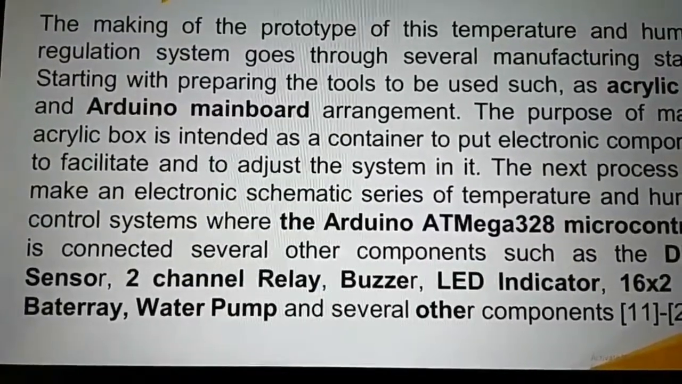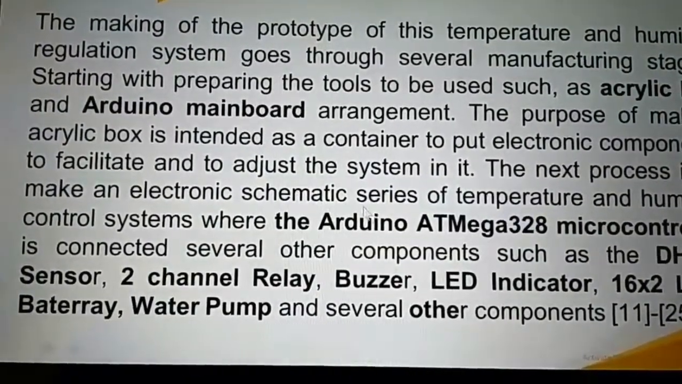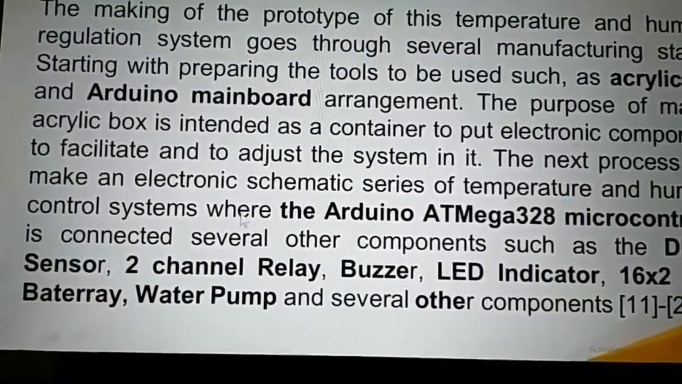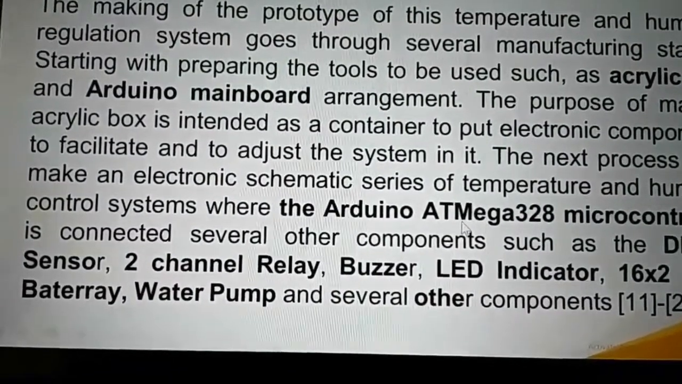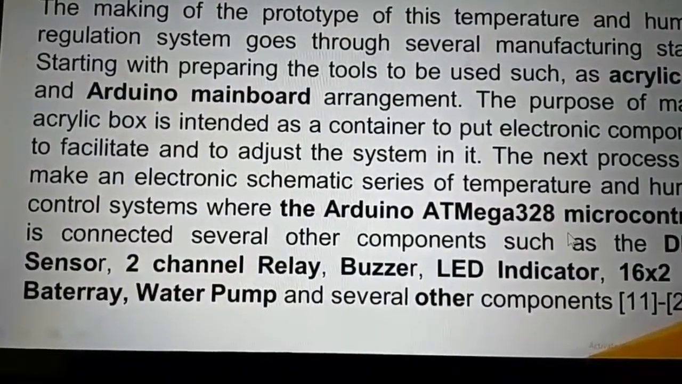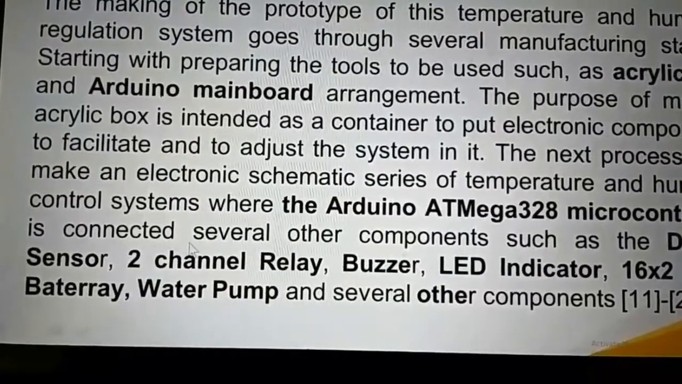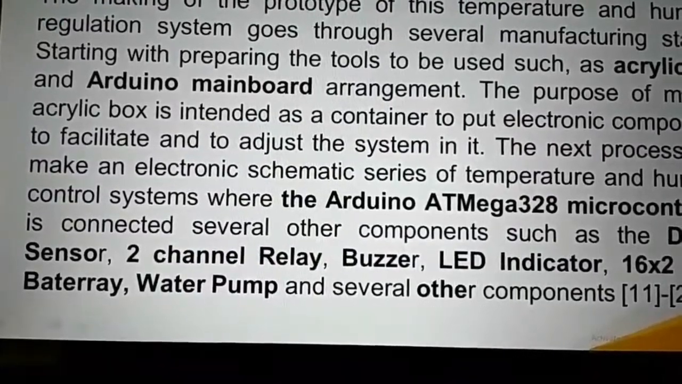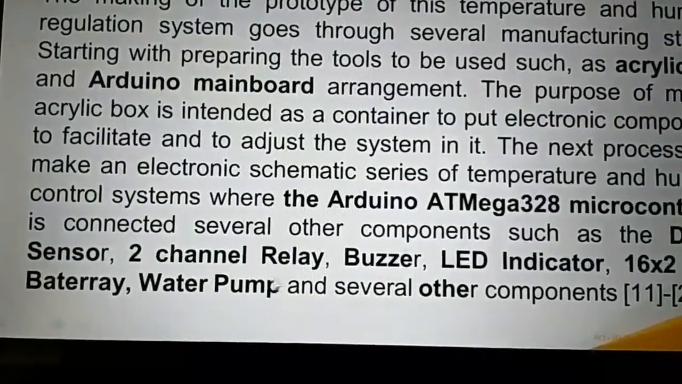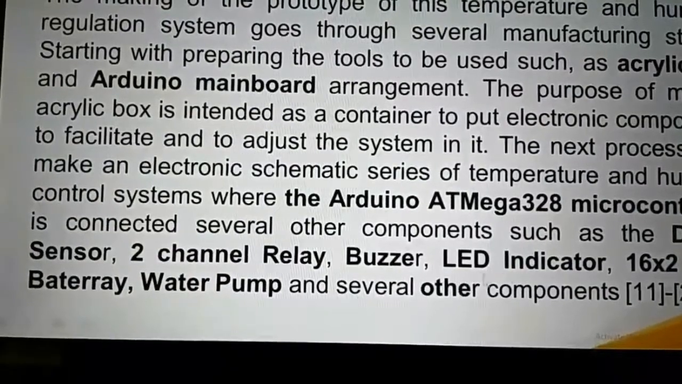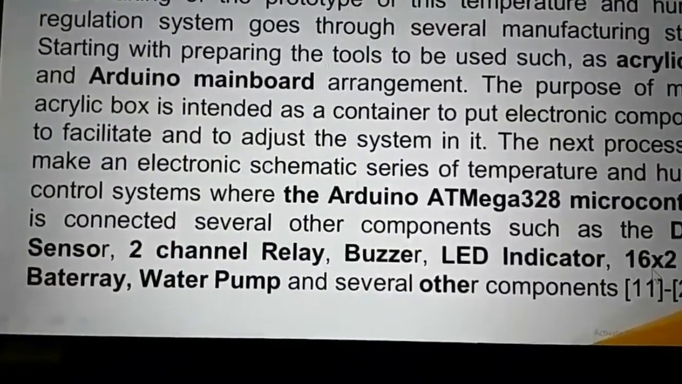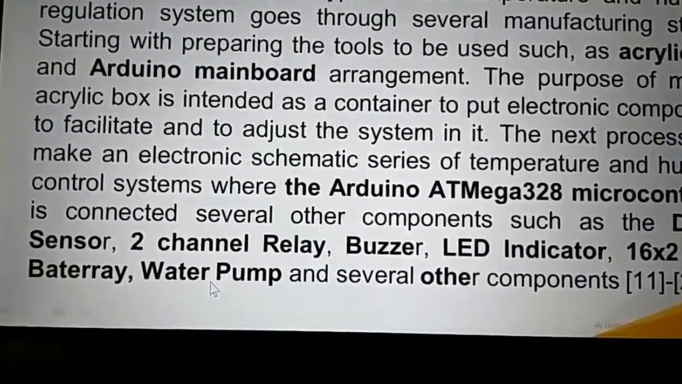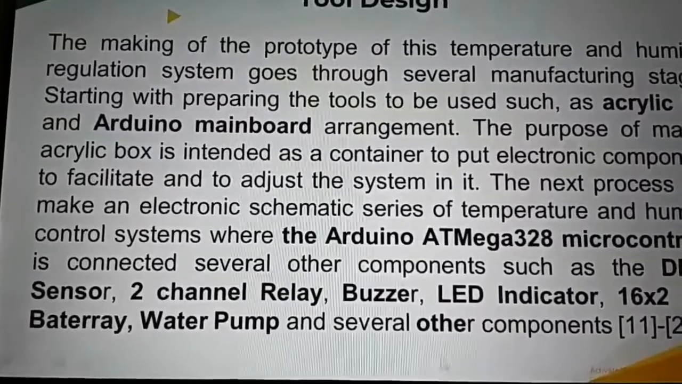The next process is to make an electronic schematic series of the temperature and humidity control system, where the Arduino ATmega 32H microcontroller is connected to several other components such as the DHT11 sensor, 2-channel relay, buzzer, LED indicators, 16x2 LCD, battery, water pump, and several other components.